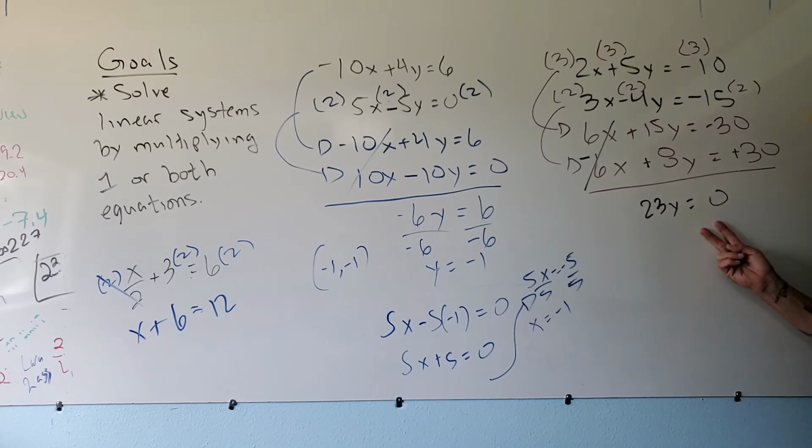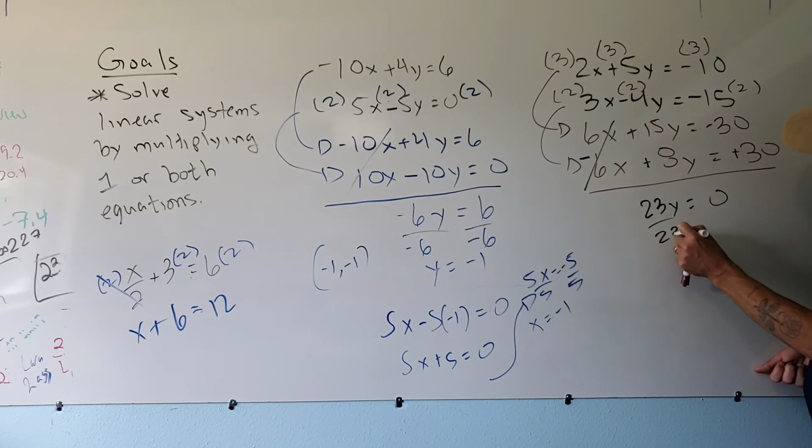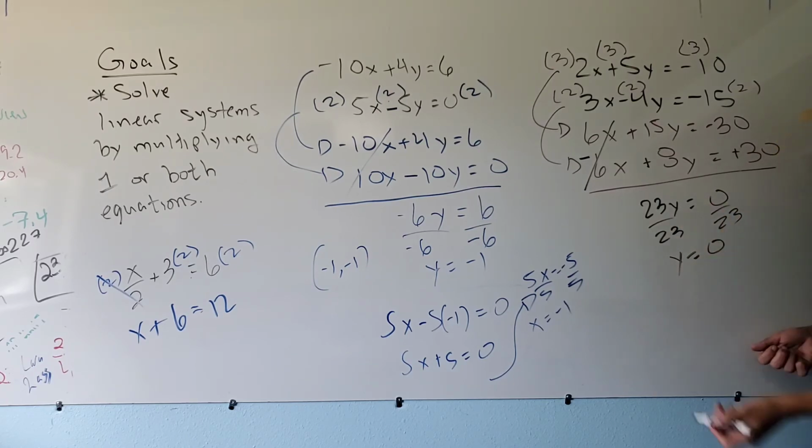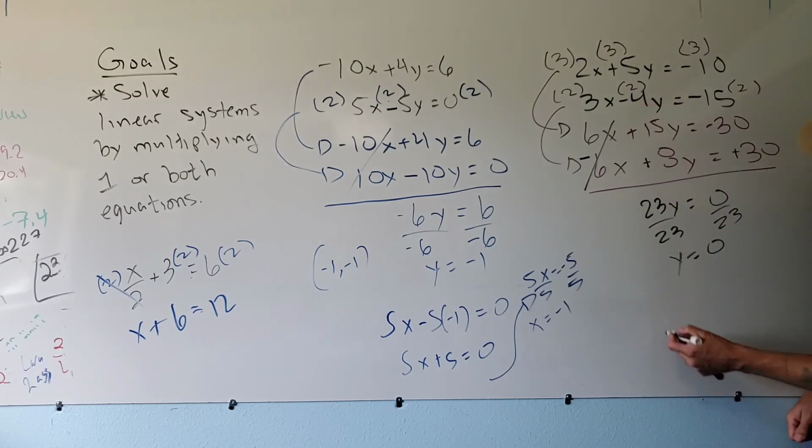When equations equal 0, that just makes your life so much easier. So now I divide both sides by 23, and y is equal to 0. So just like before, I pick either equation. I like the top equation. Numbers are a little bit smaller.